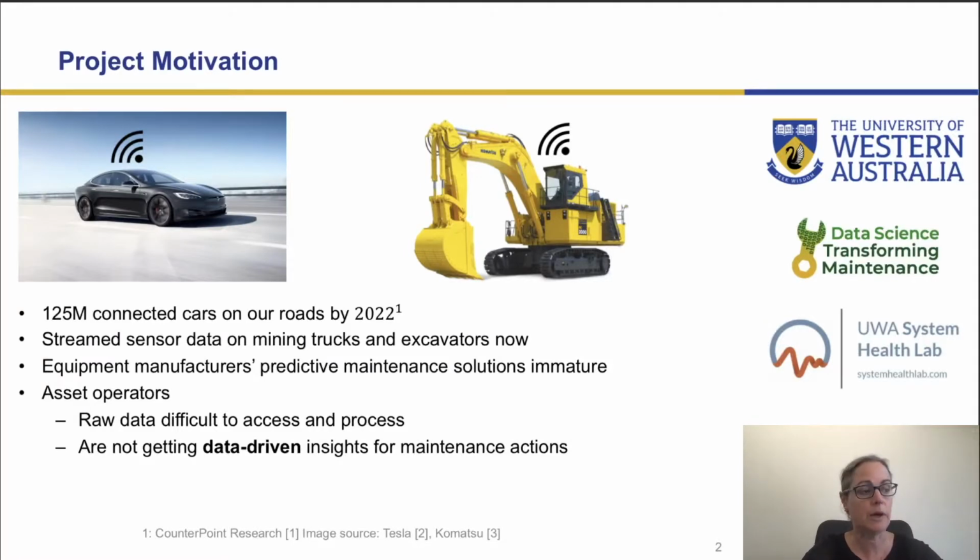Studies suggest we will have 125 million connected cars on our roads by 2020. Consider the diagnostic and prognostic potential from the data these cars are streaming. Here in Western Australia, we already have access to streamed sensor data on industrial assets such as mining trucks and excavators. However, many equipment manufacturers' predictive maintenance solutions are immature. And our asset operators have found it difficult to access and process the raw data from these machines, and hence are not getting the data-driven insights they need for maintenance actions.